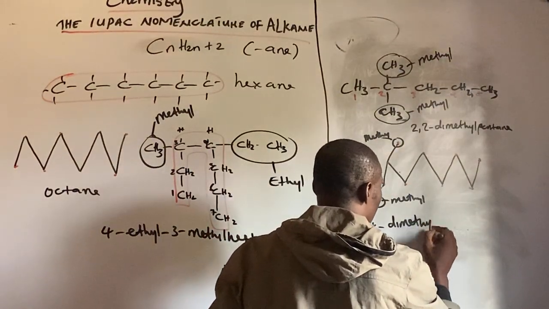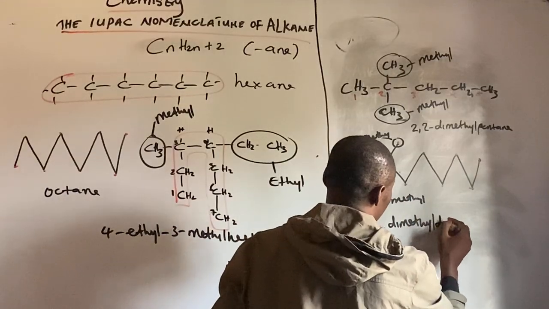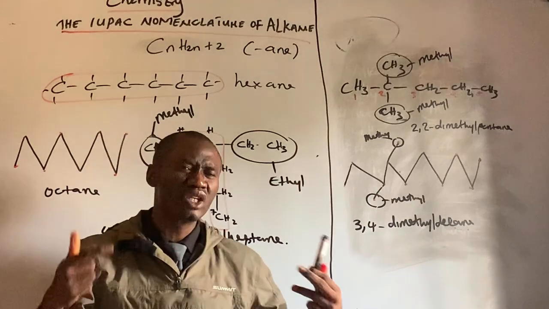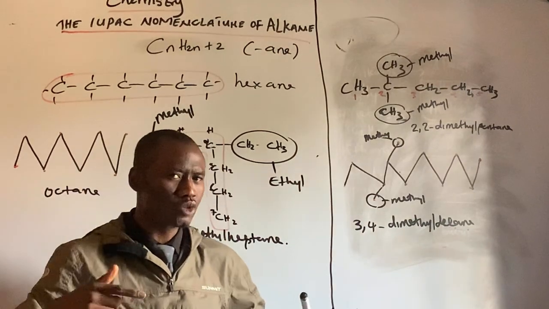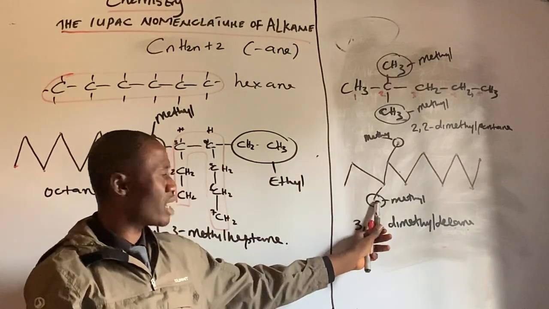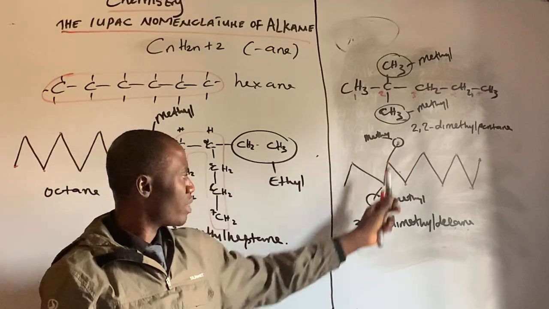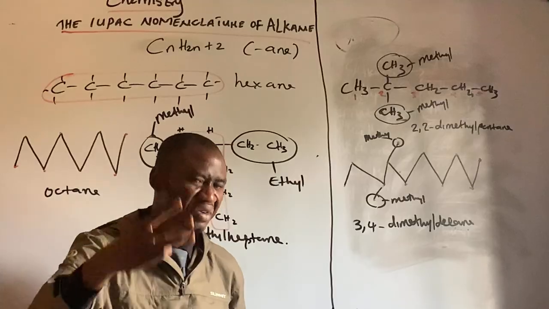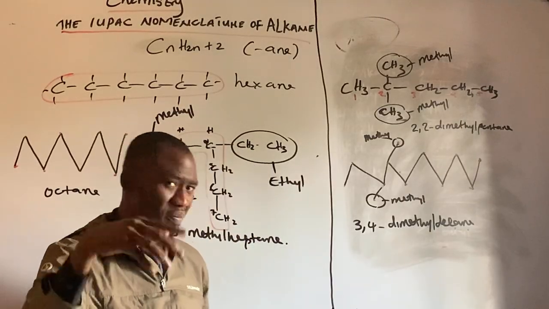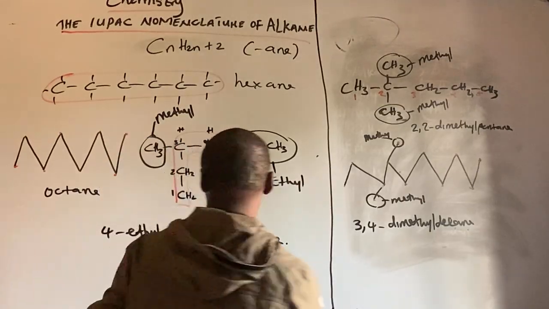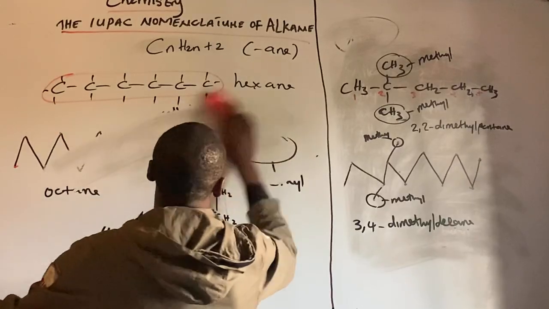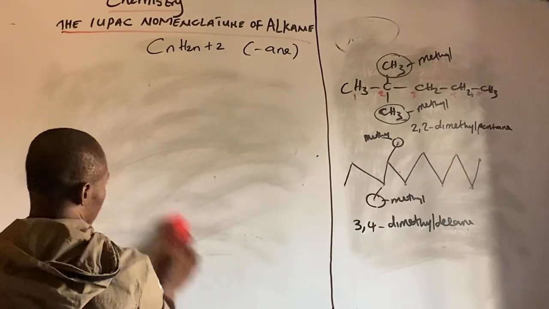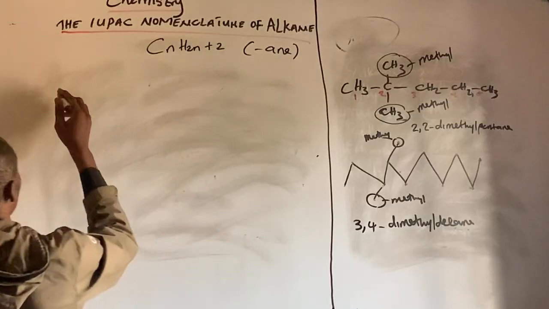3,4-dimethyldecane. All right, now the number of the carbon atom carrying the substituent should be named. Over here, 3 is carrying a substituent, and 4 is carrying one. How many methyl do we have? 2. That is dimethyl. If it's 3, trimethyl. If it's 4, tetramethyl, like that. Let's clean up the board. Let's say we have this CH3.